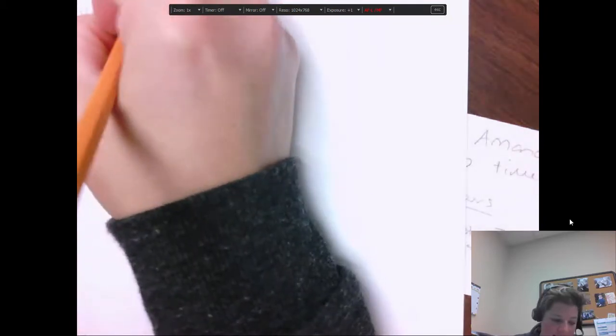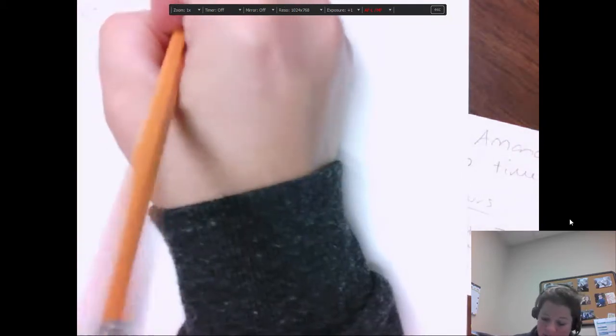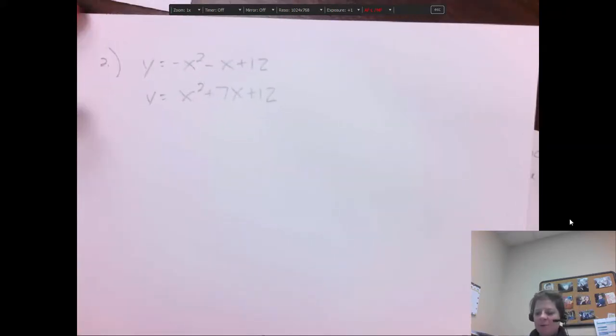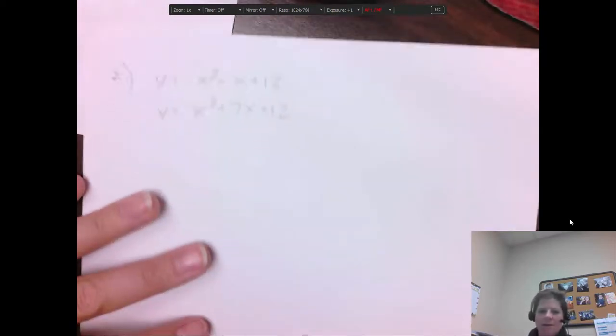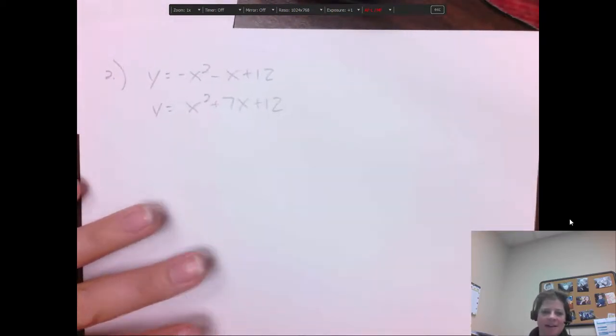Let's do another one. Or a couple. We're going to do two more. Okay, so what if I have y equals negative x squared minus x plus 12, and I have y equals x squared plus 7x plus 12. Okay, so these are both, I keep going higher. Maybe I'll move my thing. I keep going higher than my, because of the way my desk is designed here.